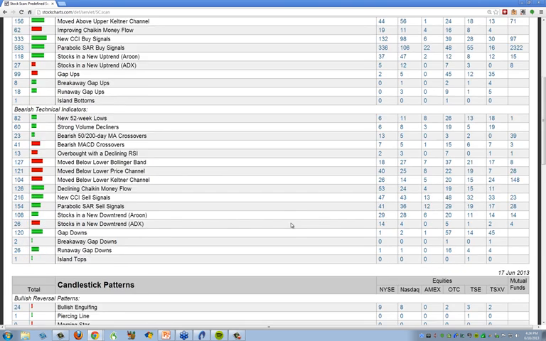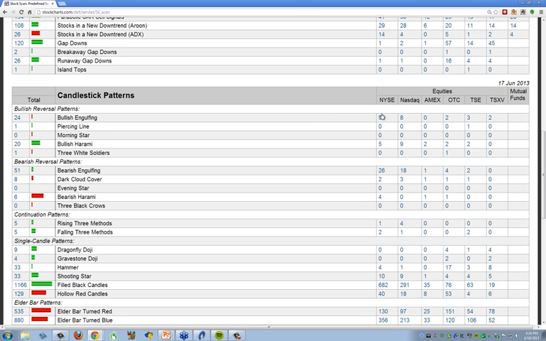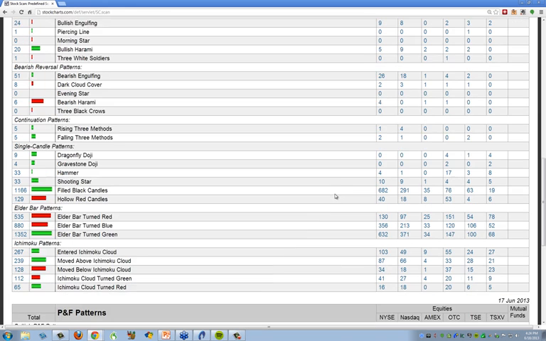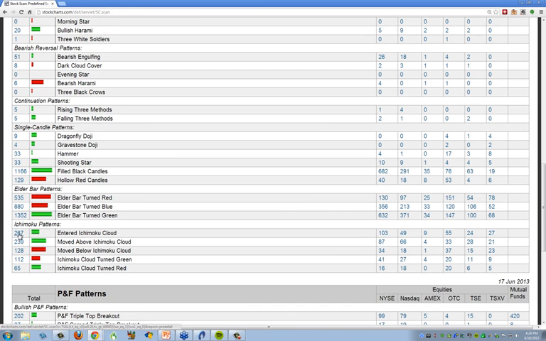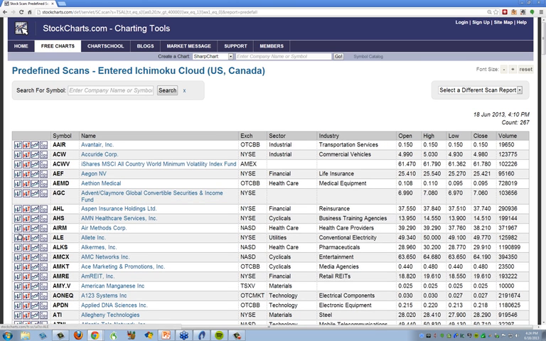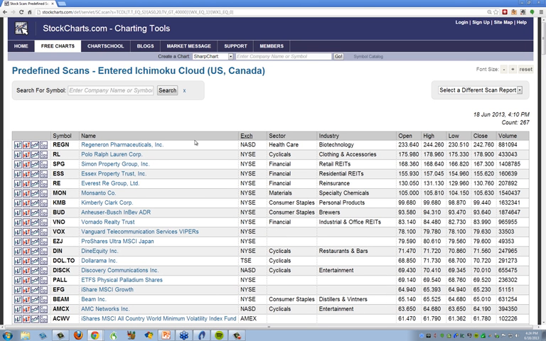Now, this is the thing here. You can see it's done by NYSE, NASDAQ, Amex, over-the-counter, TSE, TSXV, mutual funds. So in this example, we'll say entering the cloud. All right? And when you do that, then it brings up this list. Now, what I'm going to do is sort it by the close price. So I'm going to go over here and click on the close price. And now you can see REGN is there. And this is the same exact way that I found CBS, if you're wondering.